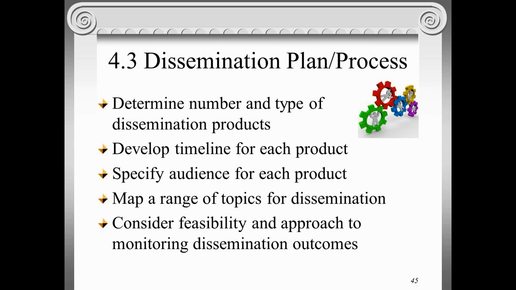So the dissemination plan should really outline the number and type of dissemination products. It should outline the timeline and the audience. It should map the range of topics for dissemination. A lot of people think about just disseminating the main findings, but some people like to see papers on the process. There might be an interesting secondary paper on engaging the community. So there's a whole range of topics that you can disseminate about your project. And the last thing in this plan is not only getting the message out, but also understanding the feasibility and approach to monitoring how well your dissemination plan worked. Next slide.